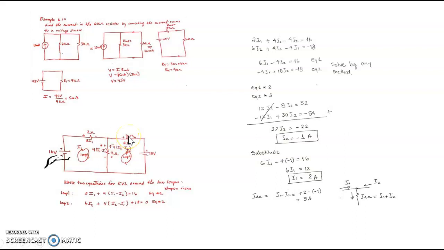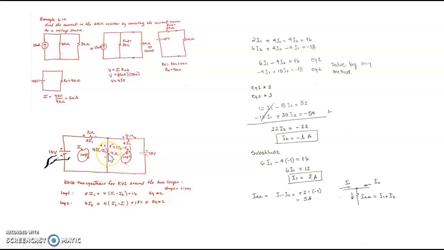The voltage drop across this resistor is equivalent to the resistor times the current, in this case I2. So 6 times I2 is the voltage drop across this resistor. Then I continue. I have plus 18. Here I just write the number because it's already a voltage, so plus 18. Then I continue.